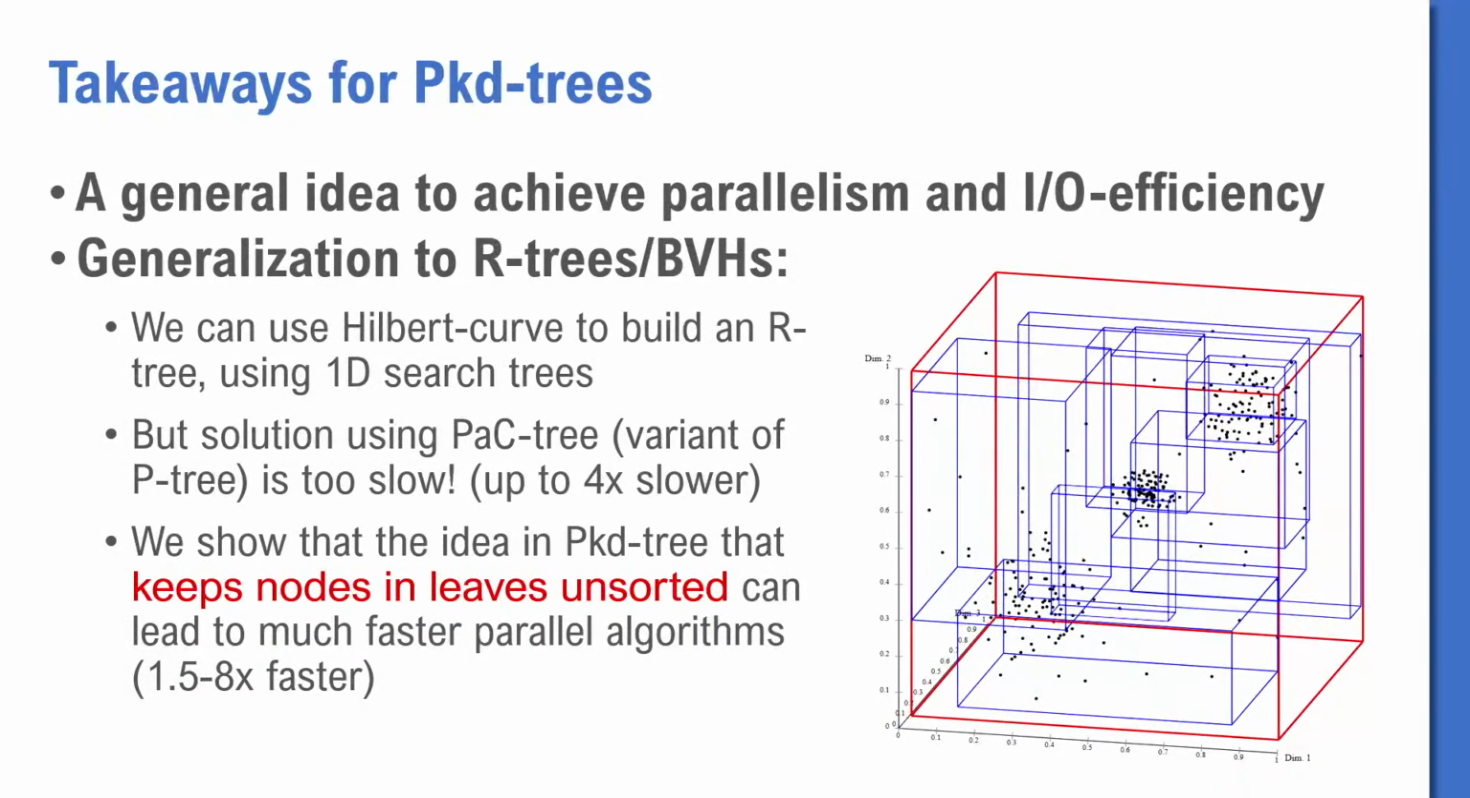Okay, so if we just redo the PAC tree or P-tree and make the leaves unsorted, it can make it up to 8 times faster because we're not dealing with 1D data. We sacrifice the query performance a little bit, but then we can make the construction or the updates really fast. Okay, these are some work under submission.